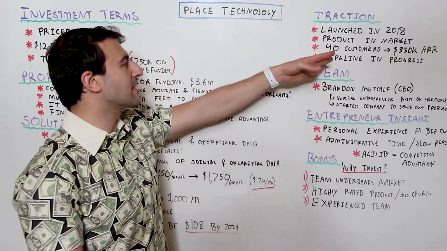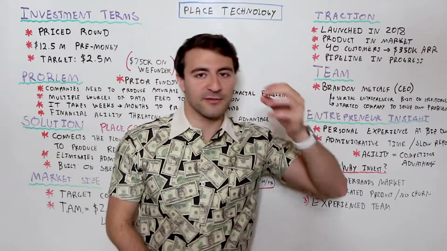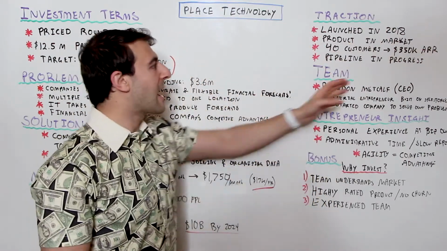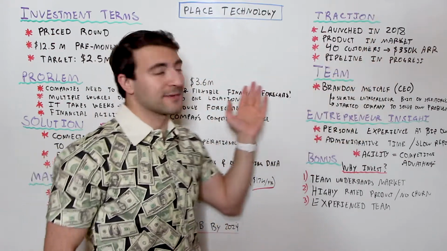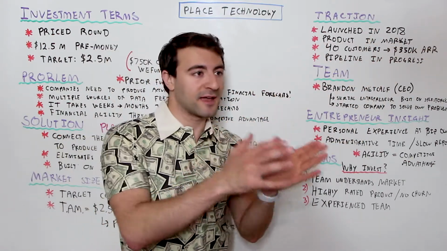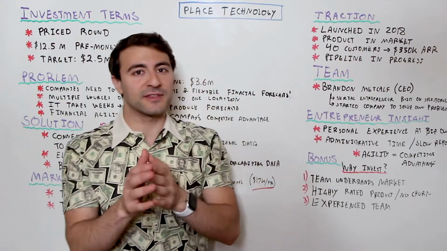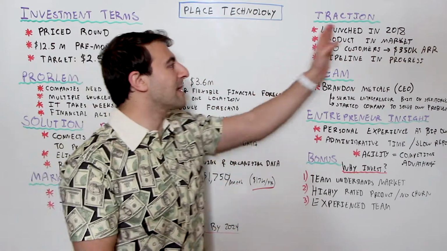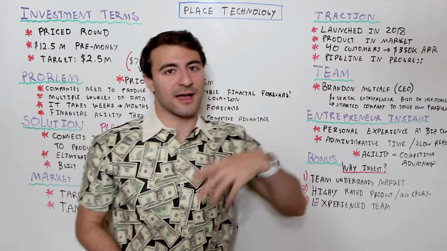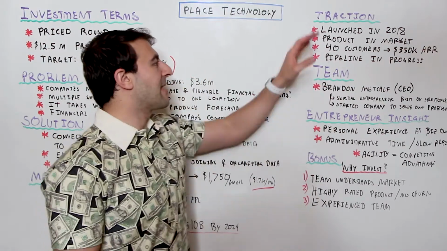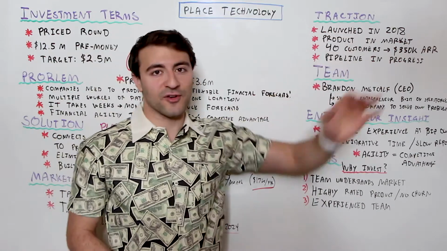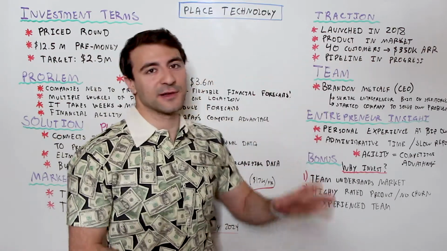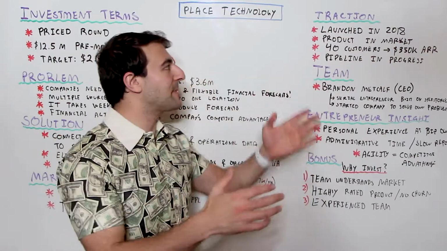So the product is already in the market, 40 customers, about $350,000 in ARR. ARR is simply short for annual recurring revenue. We talked about the business model being a subscription at $250 to $1,750 per month. So on an annualized basis, to have $17,000 per month on the bigger clients, and they have an active pipeline that they're developing. Very, very low churn rate. I believe the churn was next to zero, so all their customers are obviously happy in the short run.